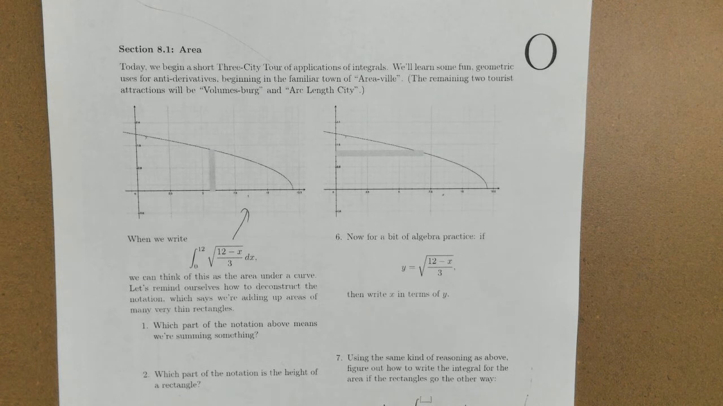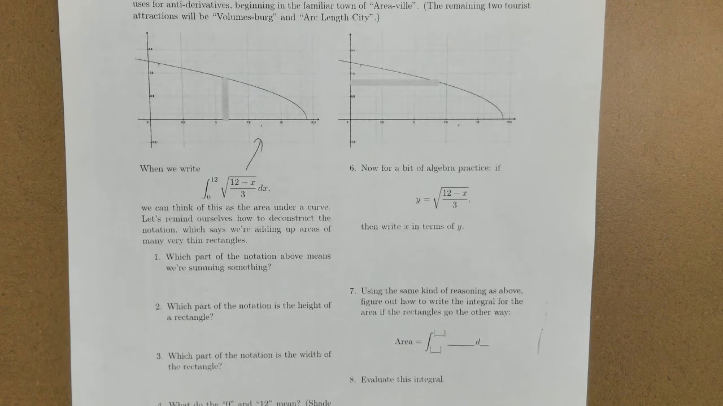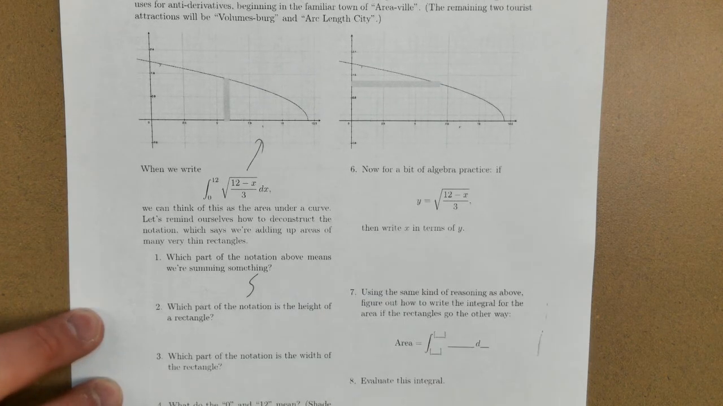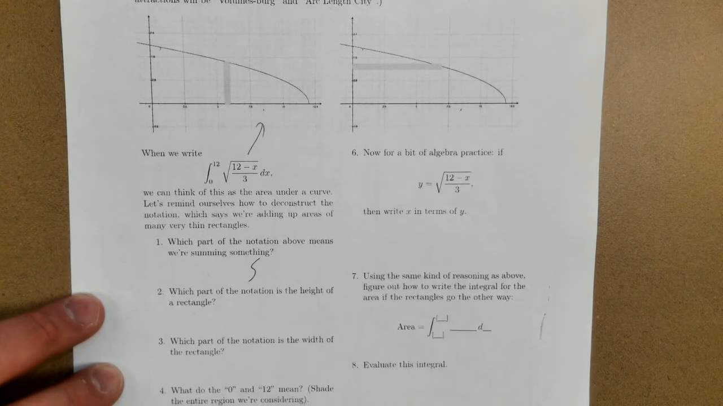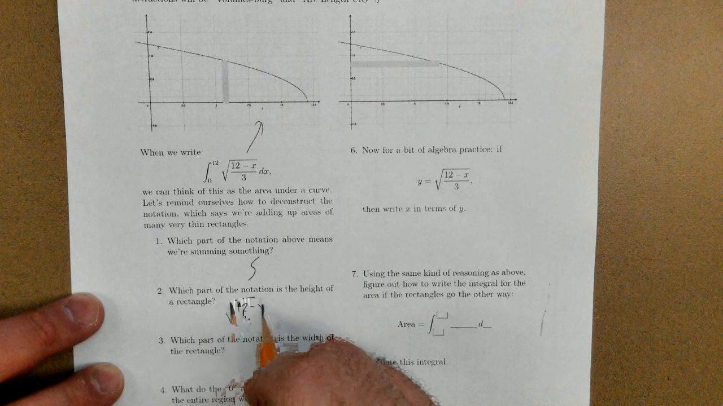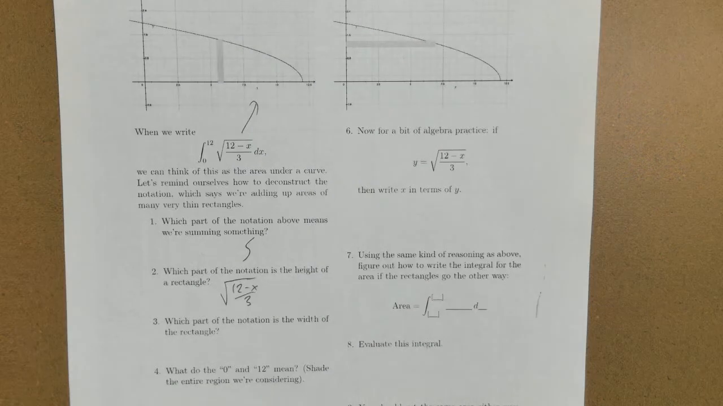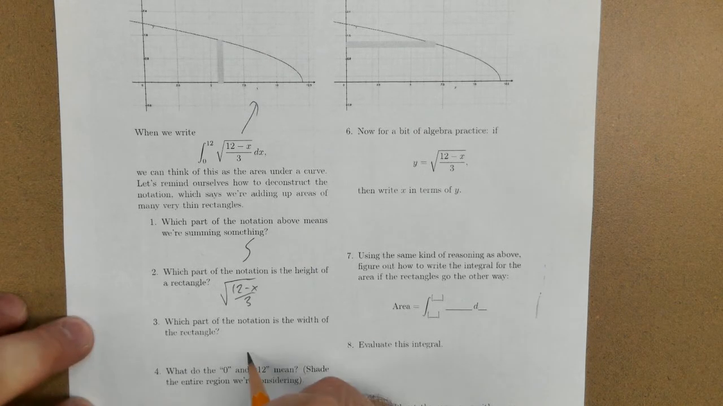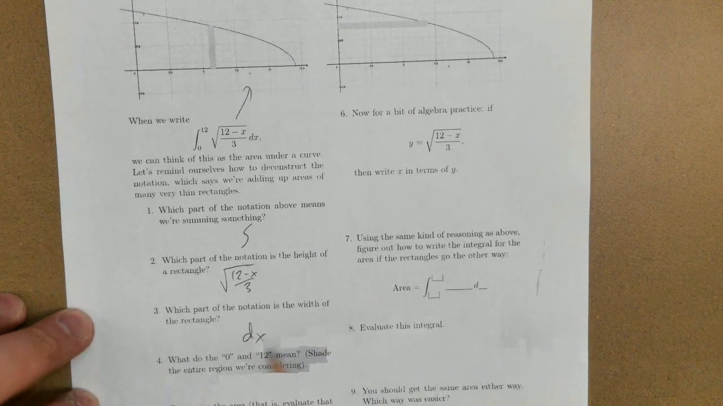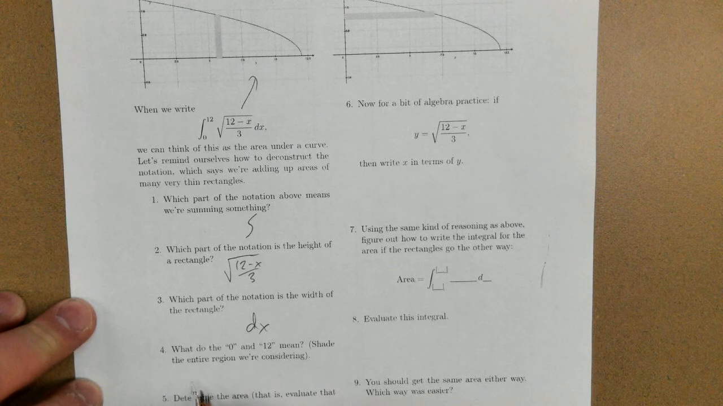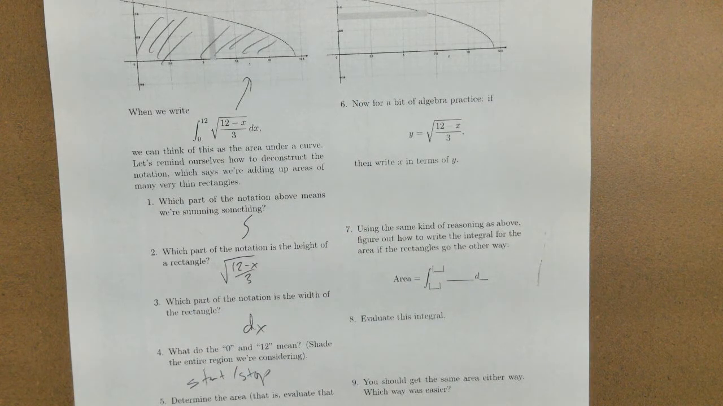And so these parts here ask about what means what. Which part of the notation above means that we're summing? That's the integral sign, and we're adding all these rectangles. Which part is the height? That's the y value. The curve is y equals that, so that's the height. The width of the rectangles, remember the rectangles are getting infinitely thin, is the dx. And then the 0 to 12 are the start-stop points. So we're only integrating from x equals 0 to x equals 12, and that's the area that we want.